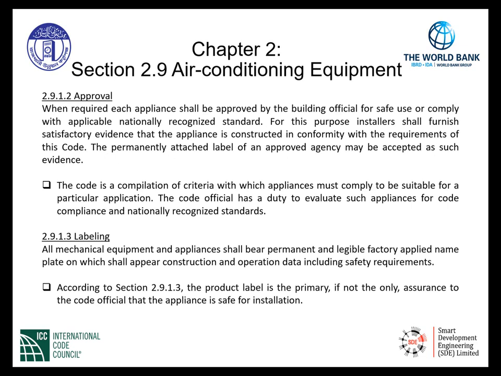Section 2.9.1.2 gives us a requirement for approval. When required, each appliance shall be approved by the building official for safe use or comply with applicable nationally recognized standard. For this purpose, installers shall furnish satisfactory evidence that the appliance is constructed in conformity with the requirements of this code. The permanently attached label of an approved agency may be accepted as such evidence.